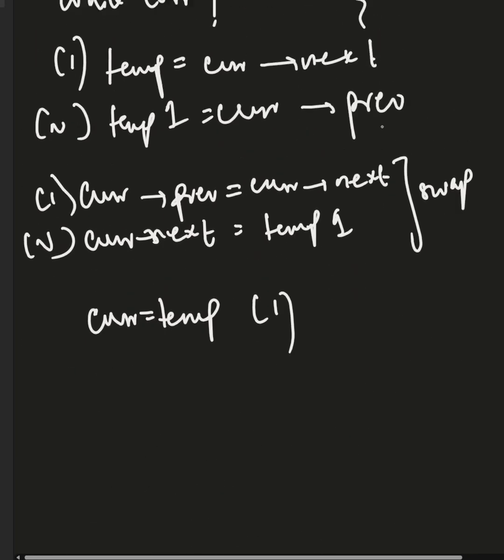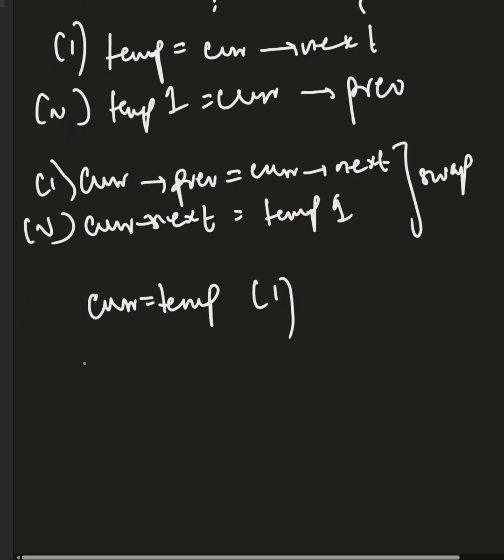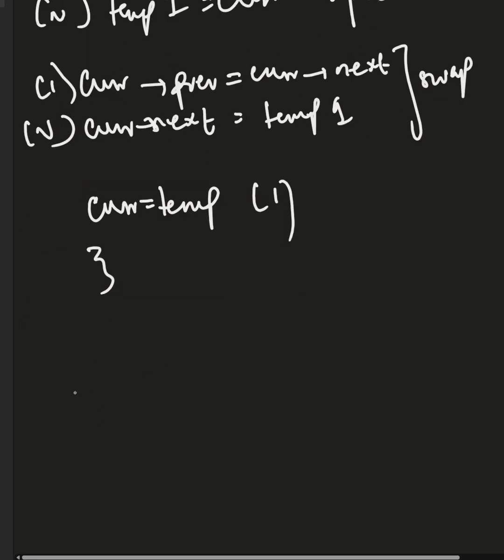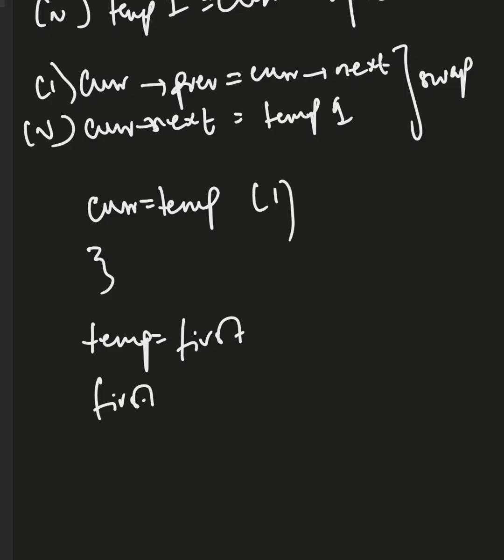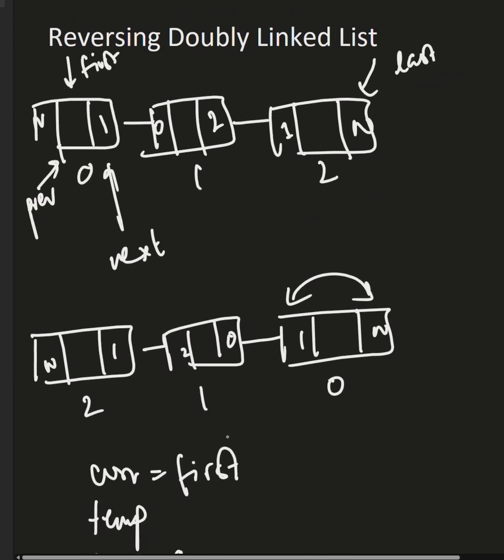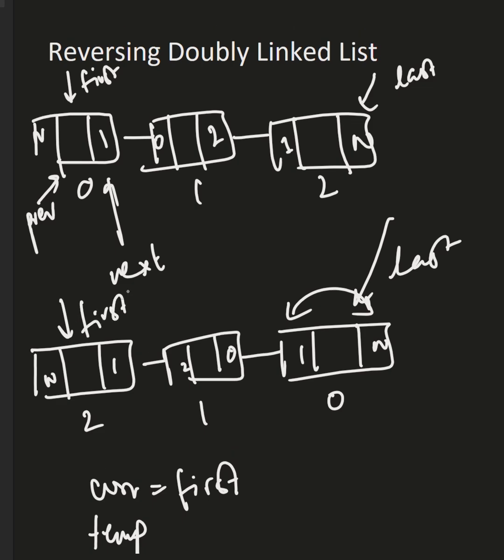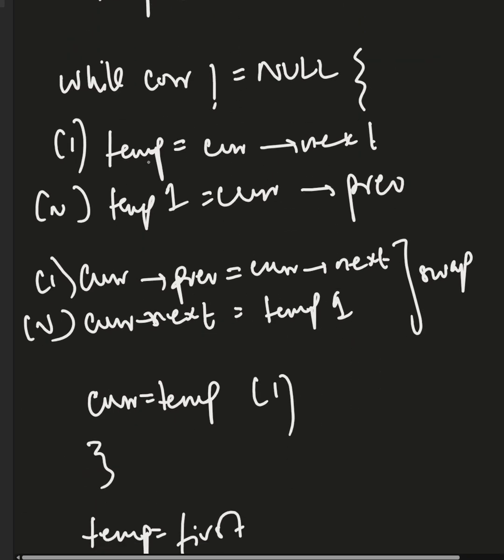So once our loop ends, once current reaches null, we'll take temp and assign it the value of first. Then we'll change the value of first to last, and we'll change the value of last to first, which is temp. Why did we do this? Because now first my last was pointing here. Now I want my last to point here, where first was pointing originally, and my first will point here, where last was pointing originally. So this is our whole code for reversing a doubly linked list.